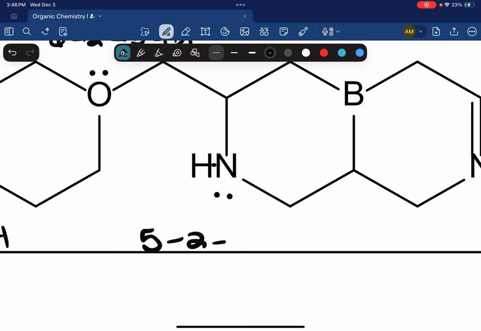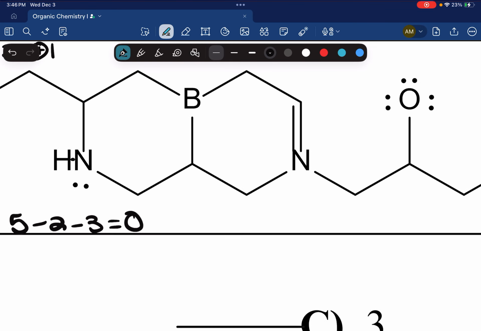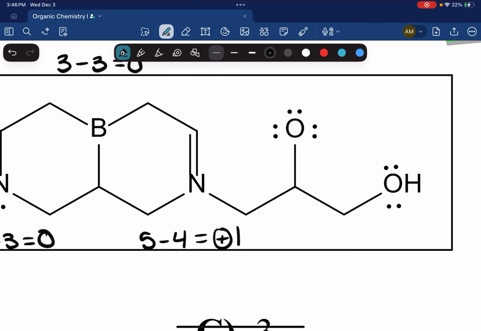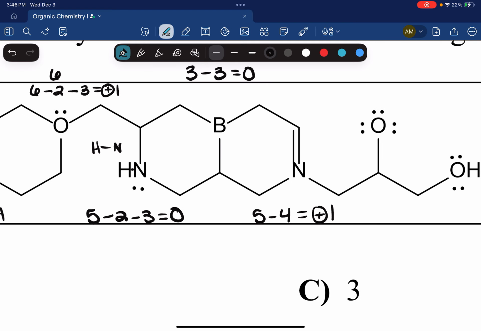So we've got 2 lone electrons and 3 bonds. So that's at a 0. This nitrogen is no lone electrons, right? It's still at 5. There's no electrons hanging off of it. There's only 4 bonds. That's at a +1 formal charge. Don't forget that when there's a little H here, that represents an N bonded to an H.